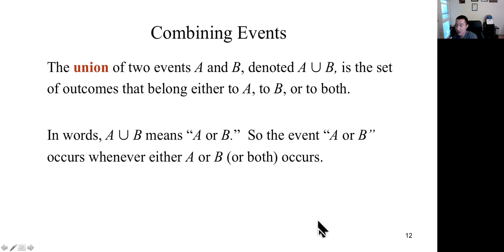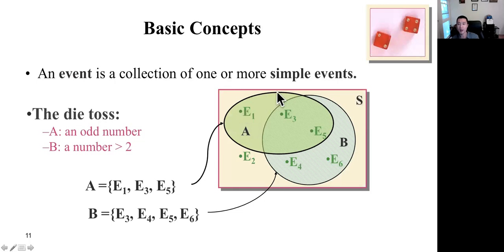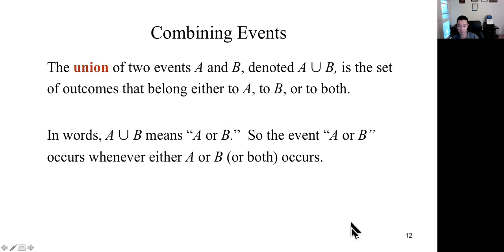So go back to the previous slide. Event A or B includes E1, E3, E5, E4, and E6. So 5 simple events. If any one of these 5 events occurs, event A or B occurs. So we call that union.